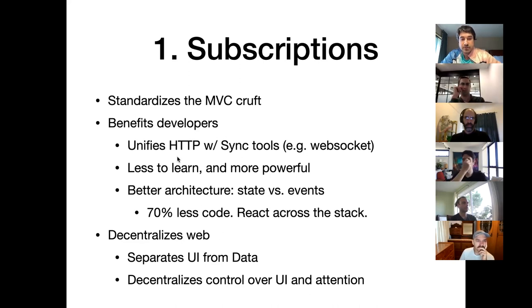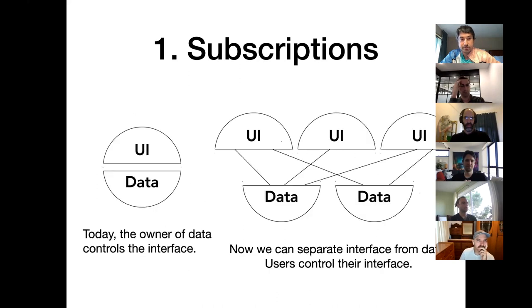So there's a reason for developers to adopt it, but it also decentralizes the web, because when you're programming all of your state back on the standard, it means that any UI can attach to the data as easily as any other UI. And this decentralizes the control over the user interface. So here's a quick diagram. Today's websites, whoever controls the data controls how you interact with it. But by standardizing the access to data, we can build applications that can connect to multiple different data sources, and multiple different UIs can be on top. And now the user can be in control of their interface.